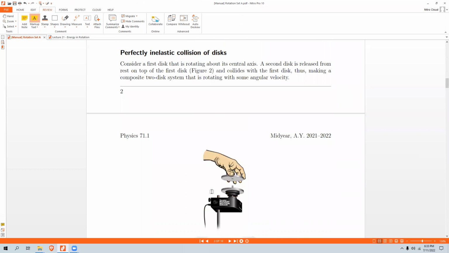So now let's move on to a perfectly inelastic collision. Elastic and inelastic collisions have already been discussed in the context of linear motion, in lectures 17 to 19 of Physics 71. For rotation, let's consider a first disk rotating about its central axis. If we drop a second disk onto our first disk, we will have a composite two-disk system that will rotate with some angular velocity.